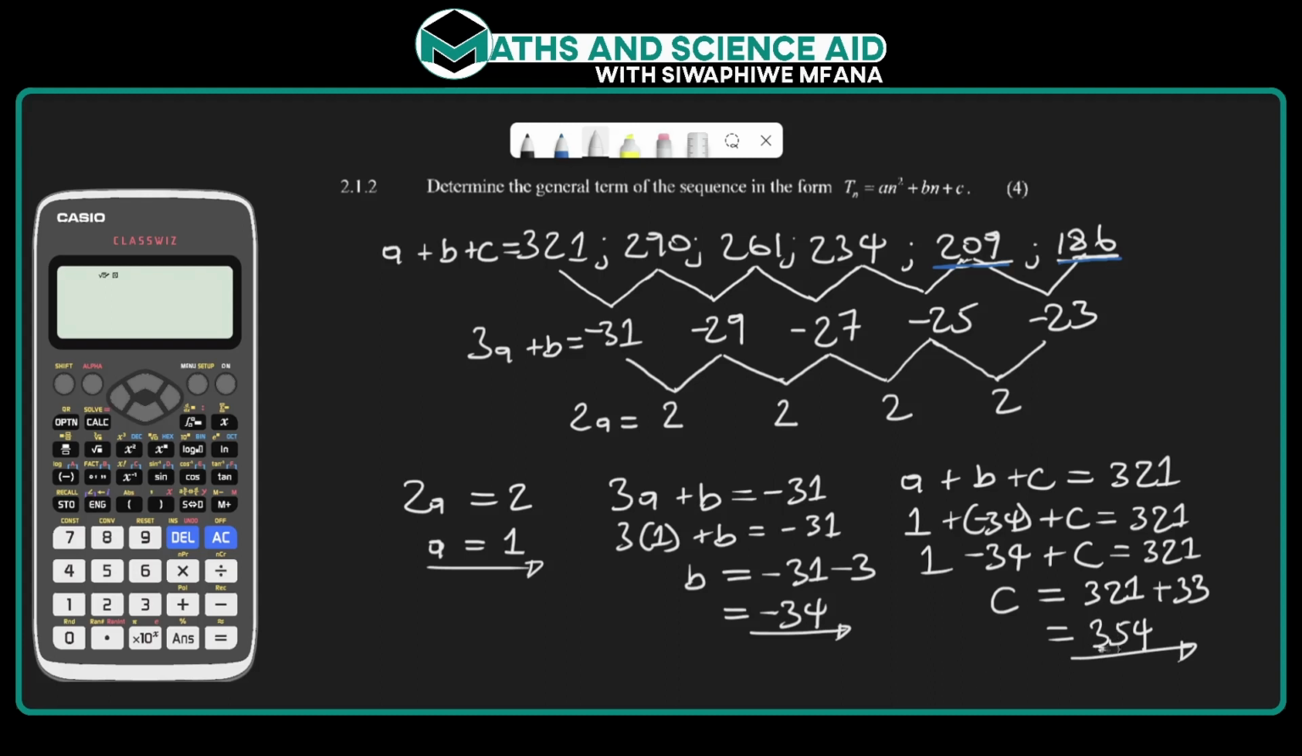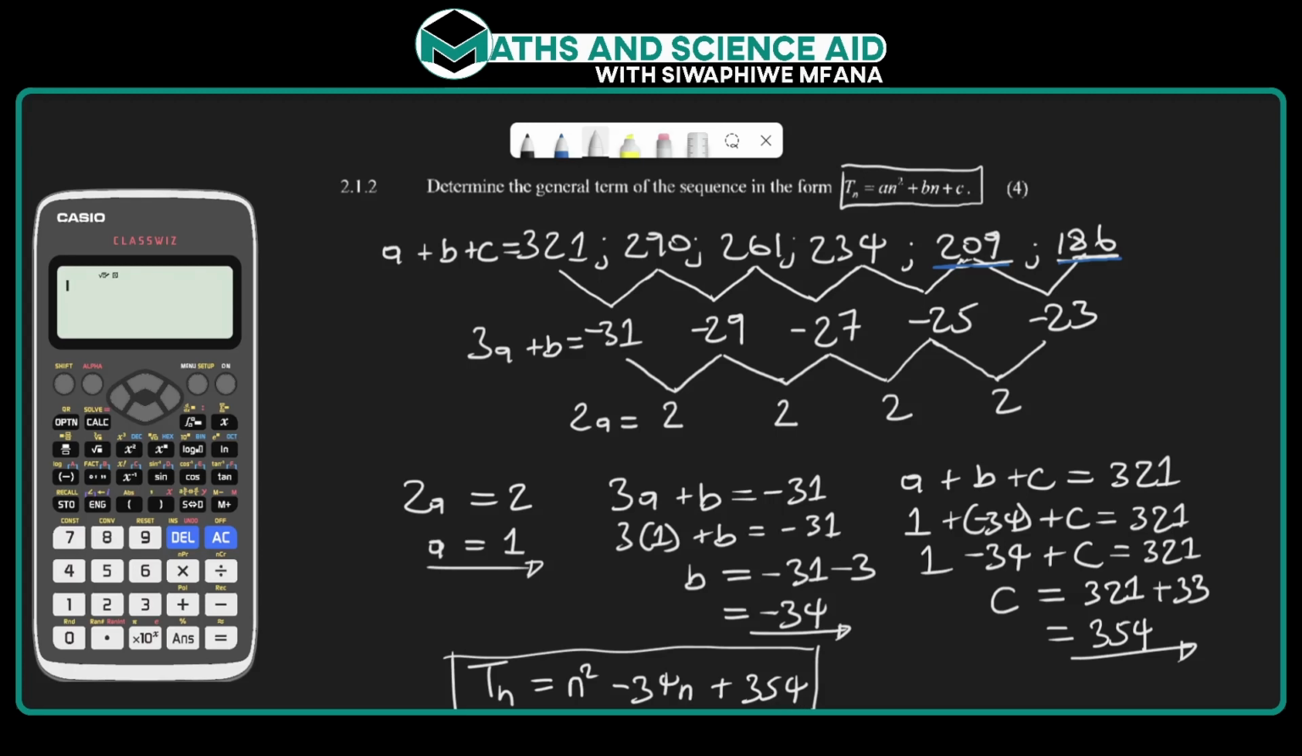And now that we have got all these values, we can just simply substitute them into our general term. And so we'll find that Tn is equal to, in place of a, we write 1, so we are going to have n squared, and b is negative 34, so we have negative 34n, and then plus c, which is equal to 354. And so this is our general term for our quadratic sequence.